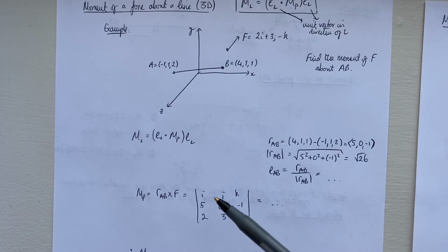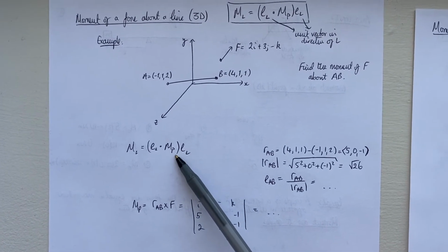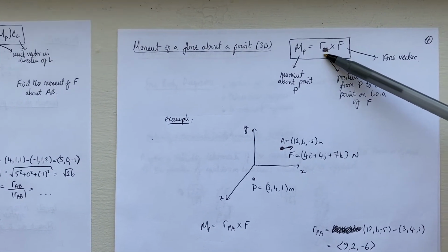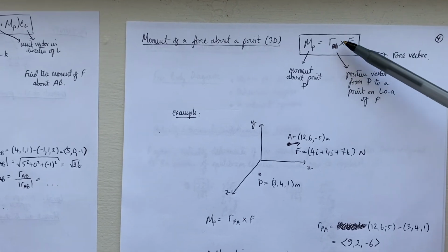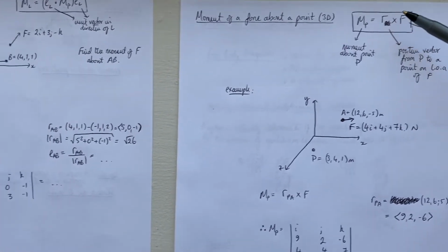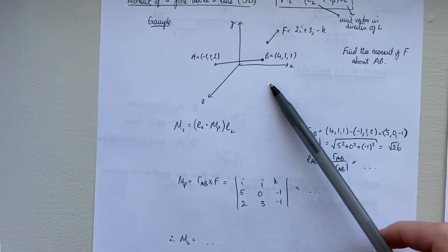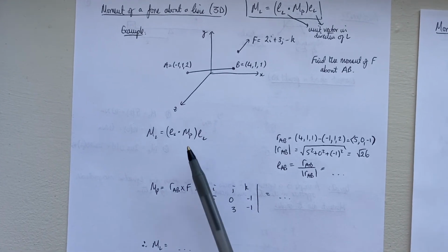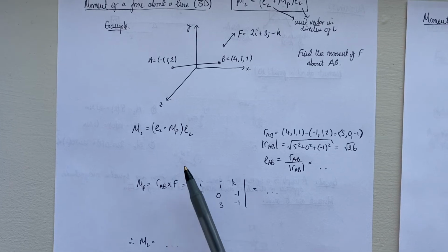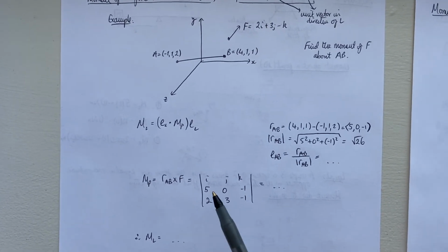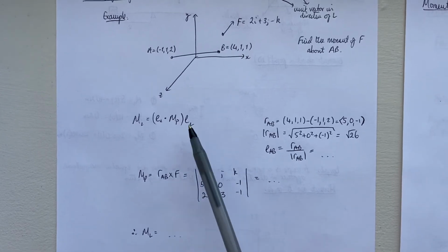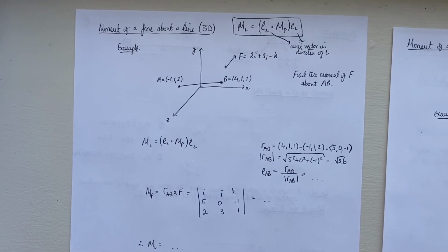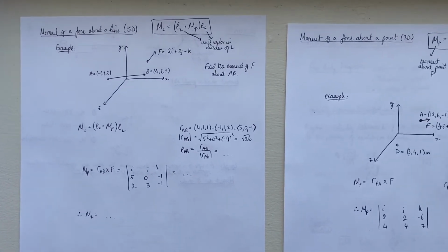And then secondly, we need MP, and as we've just seen, MP is given by the position vector from point P to any point on the line of action of the force F. So we get the position vector RAB crossed with the force vector F. So once I've worked out this bit and this bit, then I can plug them both into this equation here and find the moment of a force about a line. So that's it for moments.